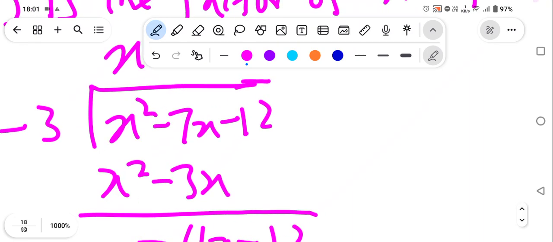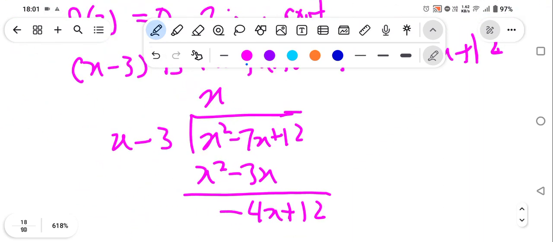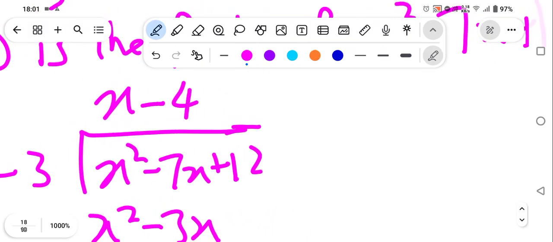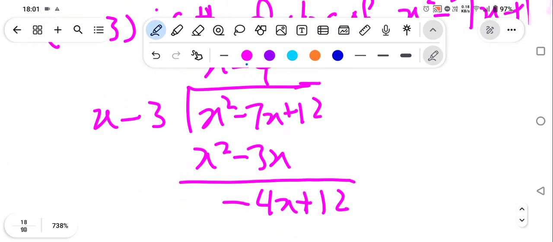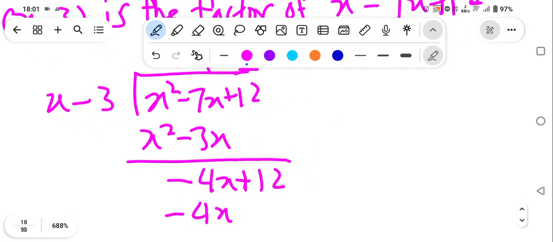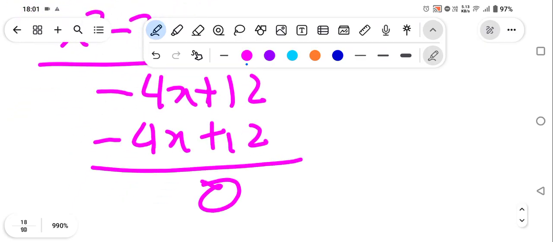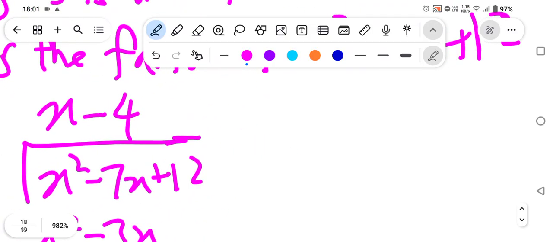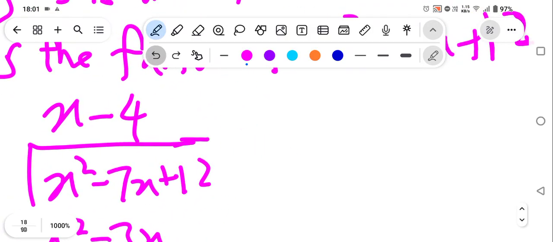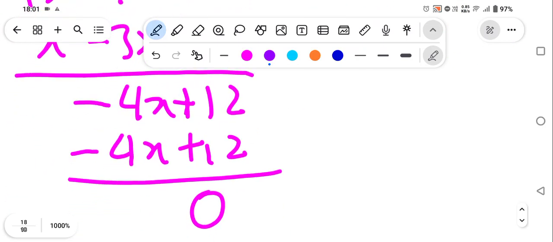Wait, this is plus. Where's this plus? This is plus. Alright. So now we're going to put negative 4 here, because negative 4 times x is negative 4x, and negative 4 multiplied by negative 3 is positive 12. So you get the remainder is 0. So what do we call the remainder? The remainder is 0. So this means that x minus 4 is a factor. And we have 0 as a remainder.